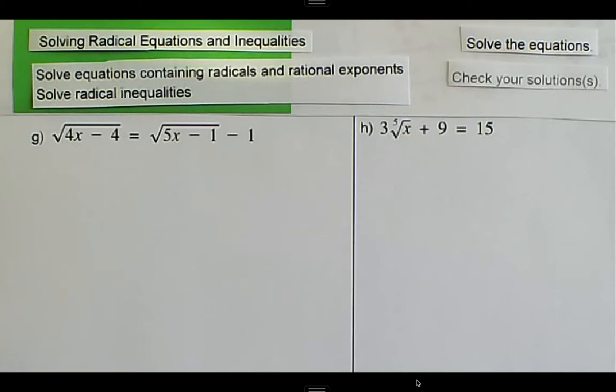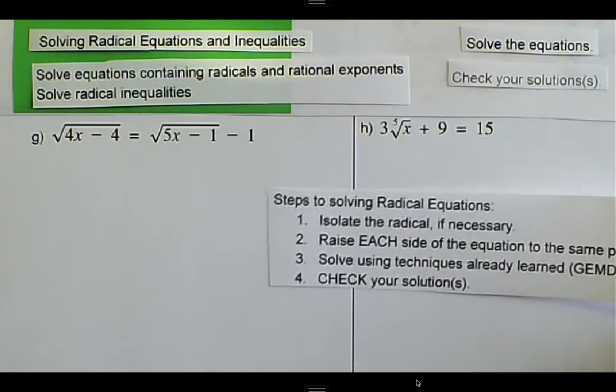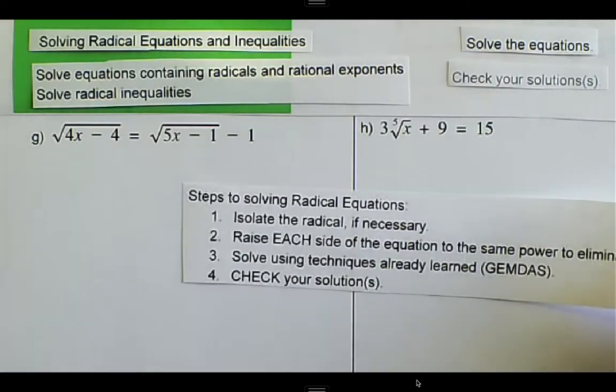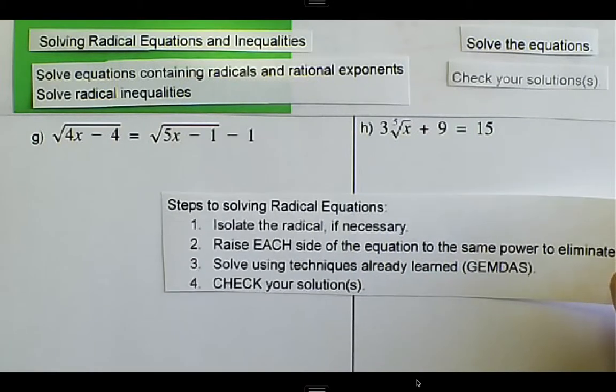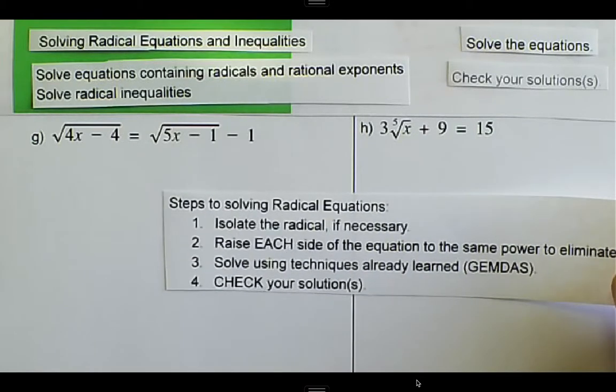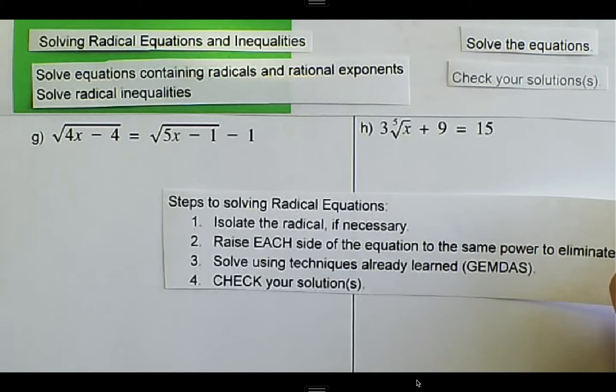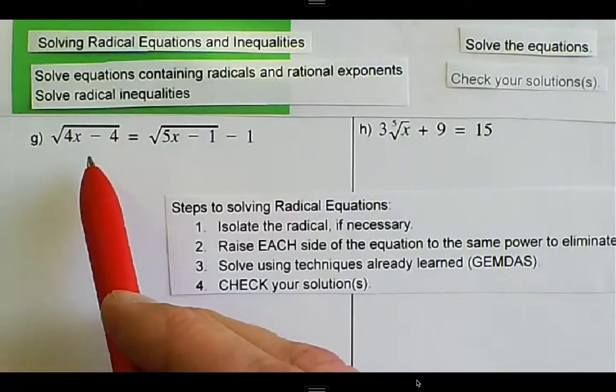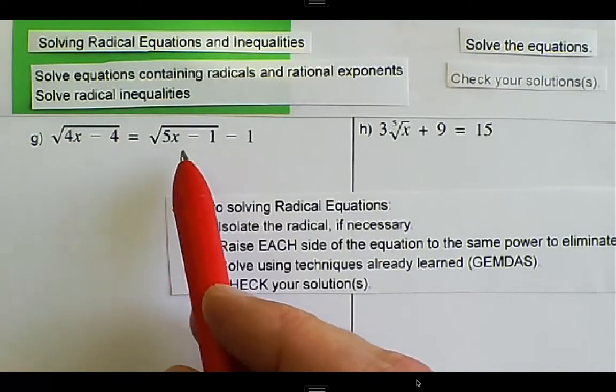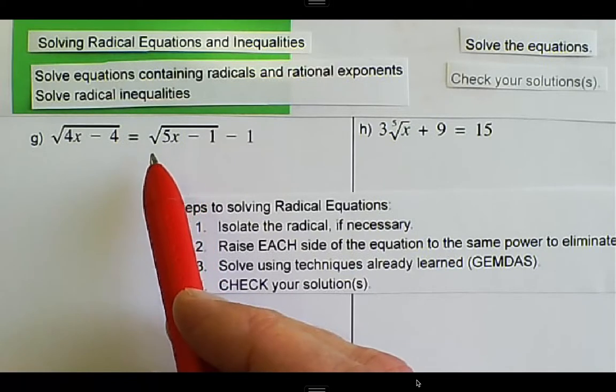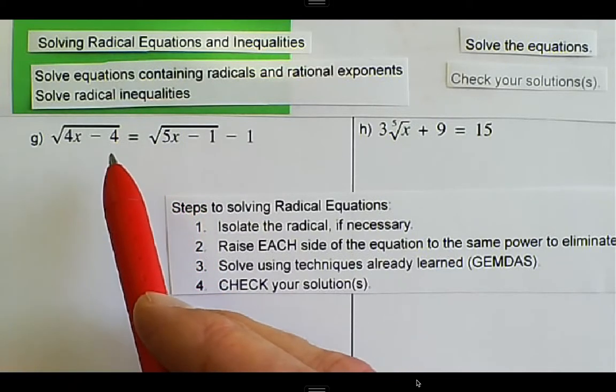We were talking about solving radical equations and radical inequalities. And right now we're going to solve a radical equation. The first thing we have to do is isolate the radical if necessary. On the left side of the equation, we can see that the radical is isolated. On the right side, it's not. So we just have to start the process.